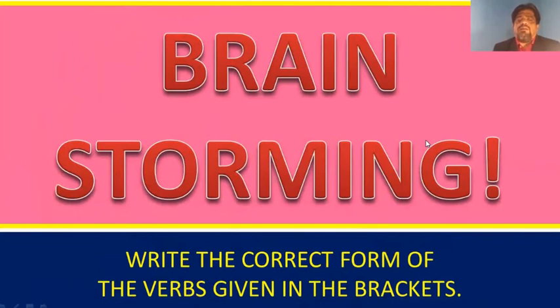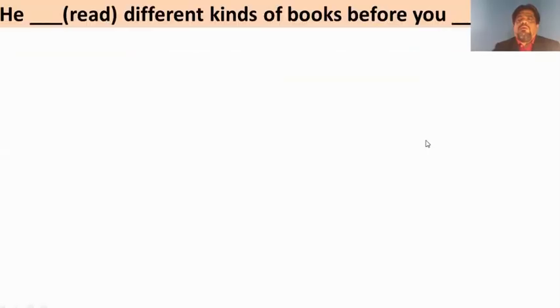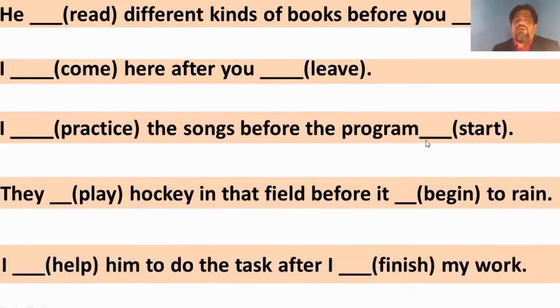Write the correct form of the verb given in the bracket. Again here, you look at the screen, you may find quite interesting questions. There are 2 verbs everywhere, in 1, 2, 3, 4, 5 sentences. You will have to write the answers very clearly. Okay, let us see.